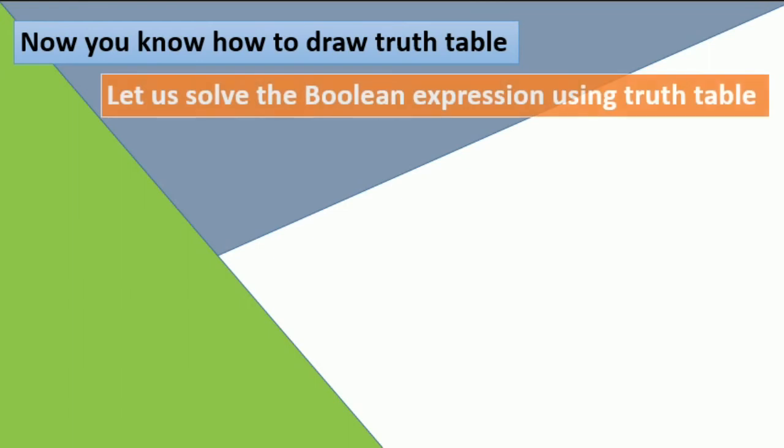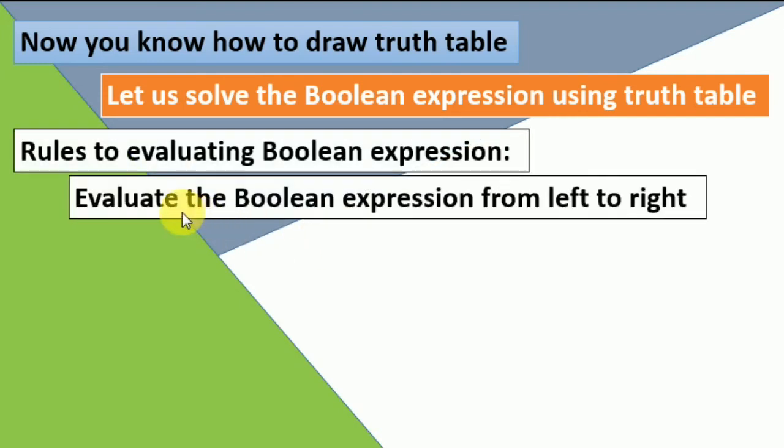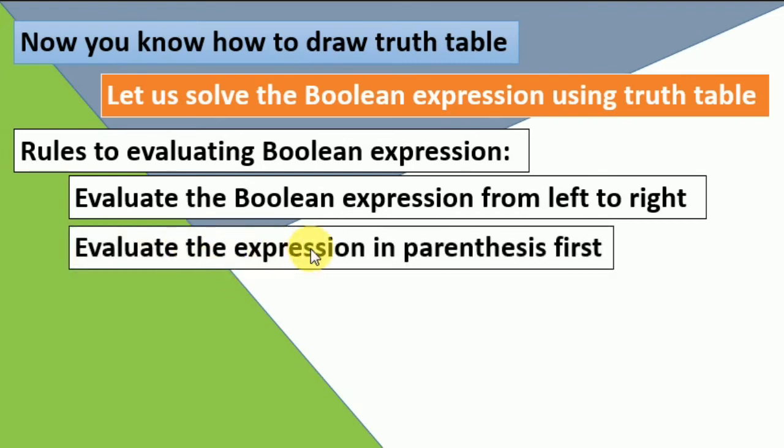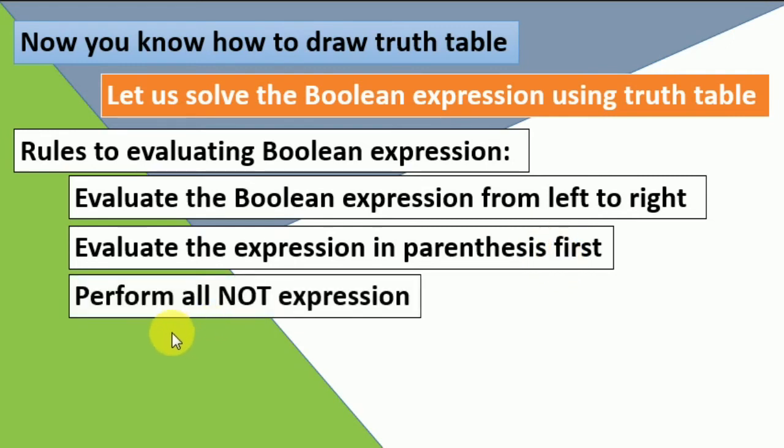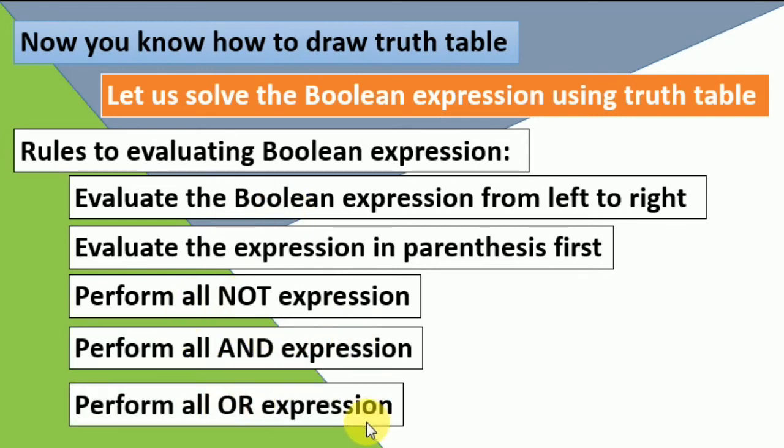Now we are going to solve the Boolean expression using the truth table. Rules for evaluating expression: evaluation is going to be done from left to right. Expression in parenthesis is going to be evaluated first. Perform all the not expressions first, then and expressions, and last is going to be the or expression. Means from that Boolean expression, you have to solve all the not, then and, then last you solve the or. But whatever is inside the brackets is going to be solved first.